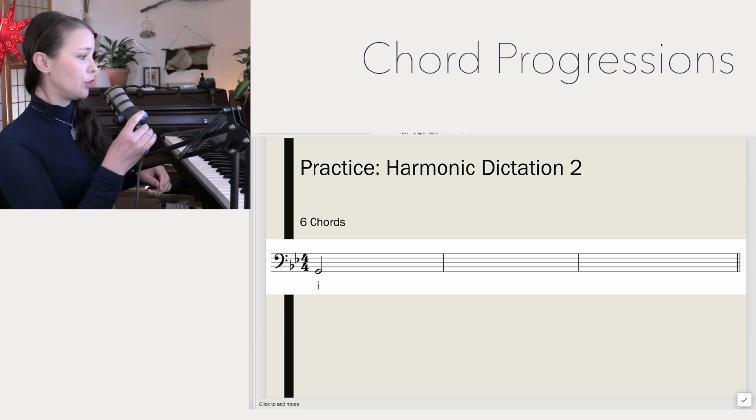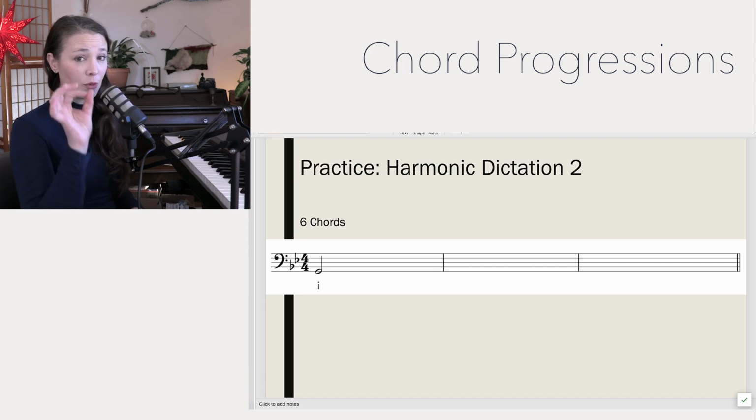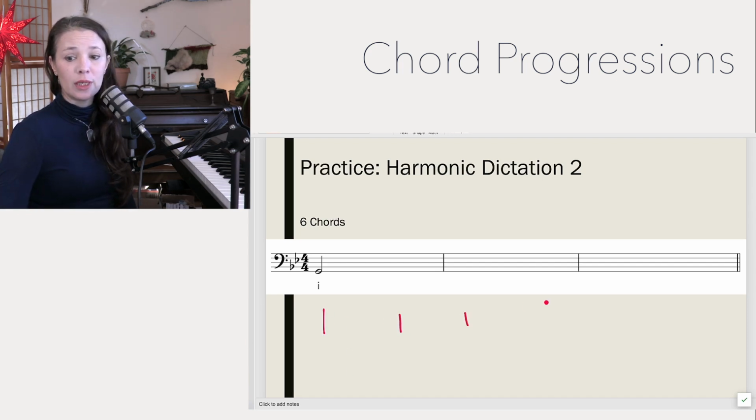Okay, so let's do 2 listenings for mapping. So first, ask yourself where the predominant chord is. There's 6 chords. 2, 3, 4, 5, 6. Where's the predominant chord? And then in the tonic expansion, where is the dominant chord and where are the tonic chords? So right now, this is relatively easy.